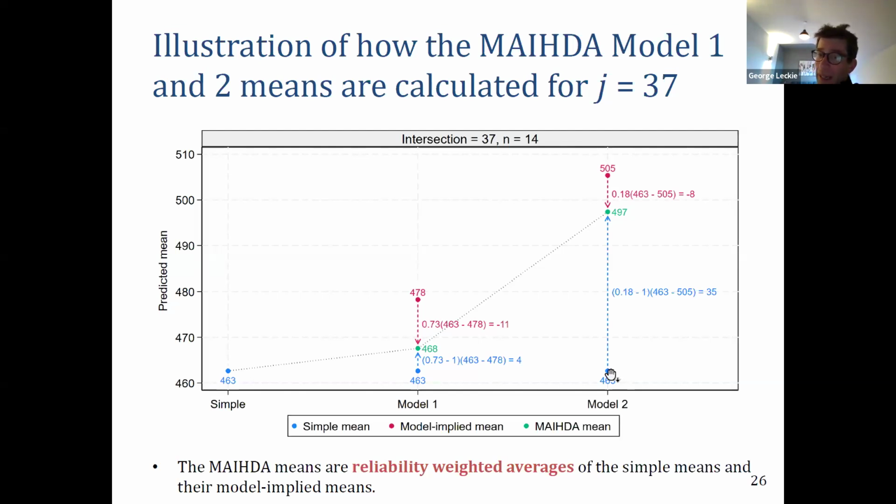And so even though we observe something far lower than what we'd expect, we think that's pretty unreliable because we've only got 14 kids and it gets shrunk massively up to that. So mechanically, that's what's going on.